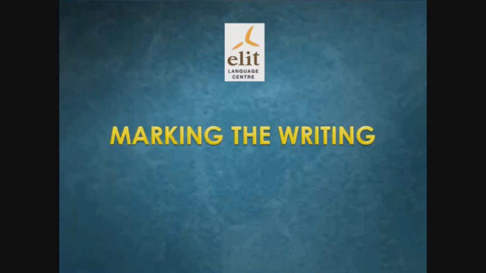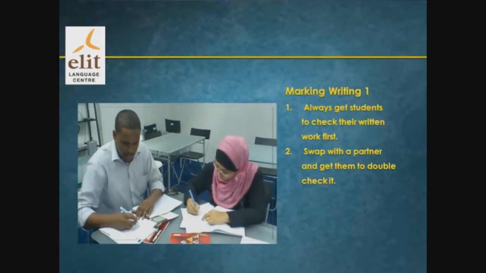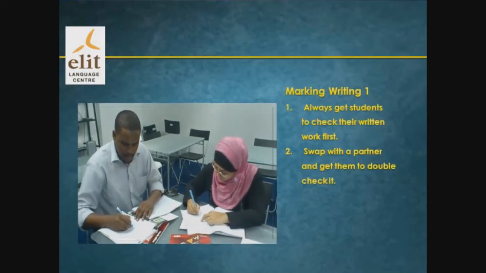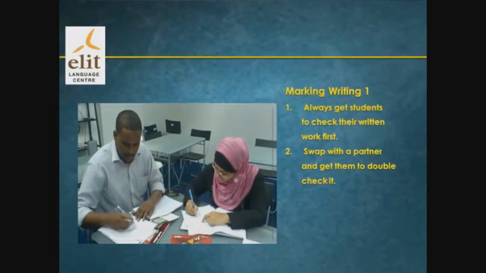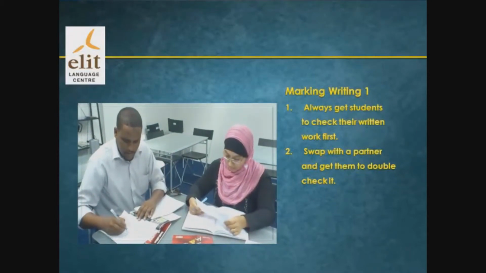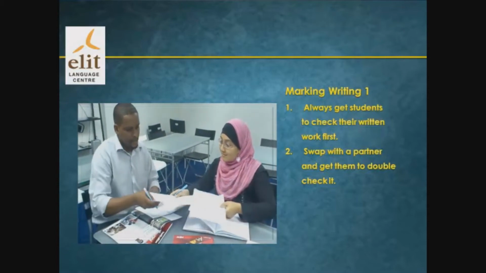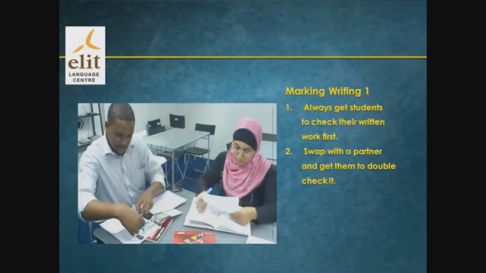Marking the writing. The first way of marking the writing is to get the student first of all to check their own work and correct any mistakes. When they have done that, get the student to swap their work with a partner, and the partner can double check.